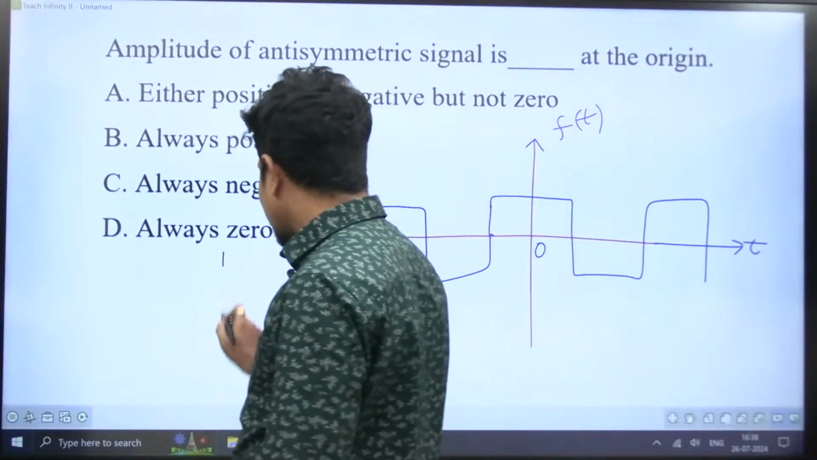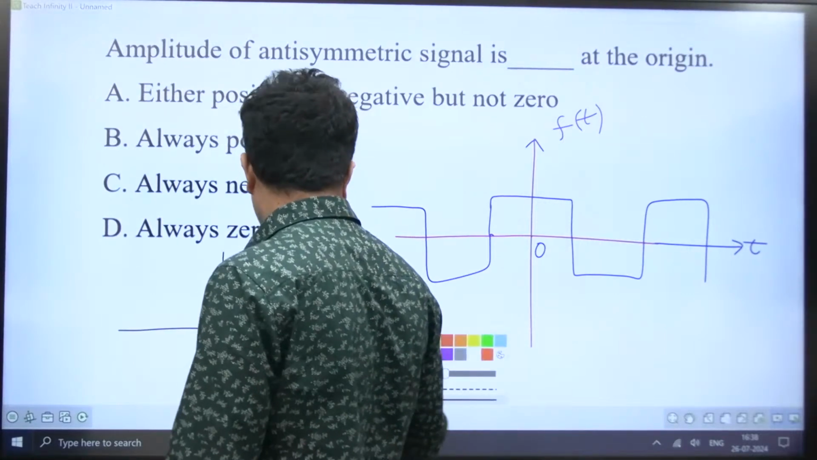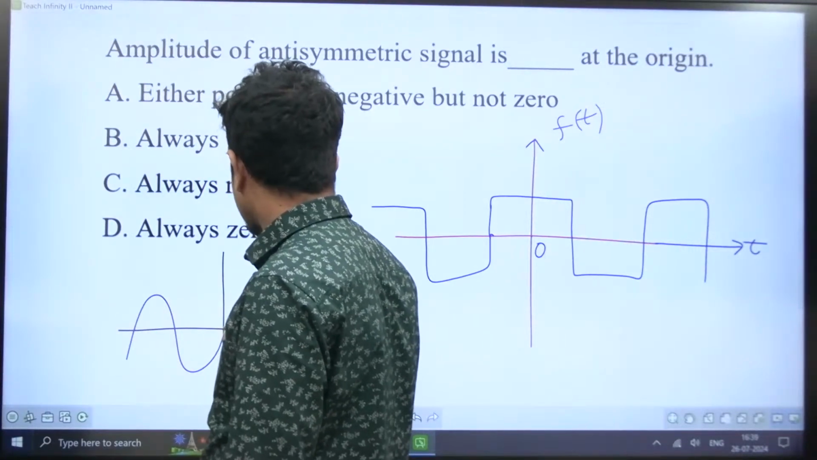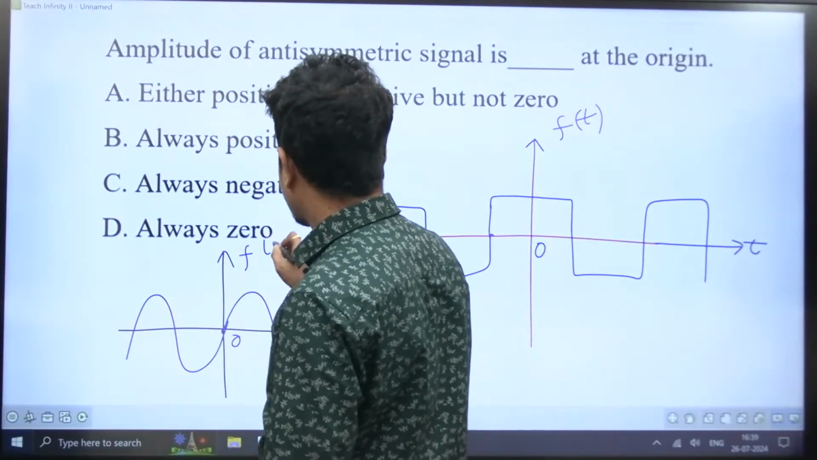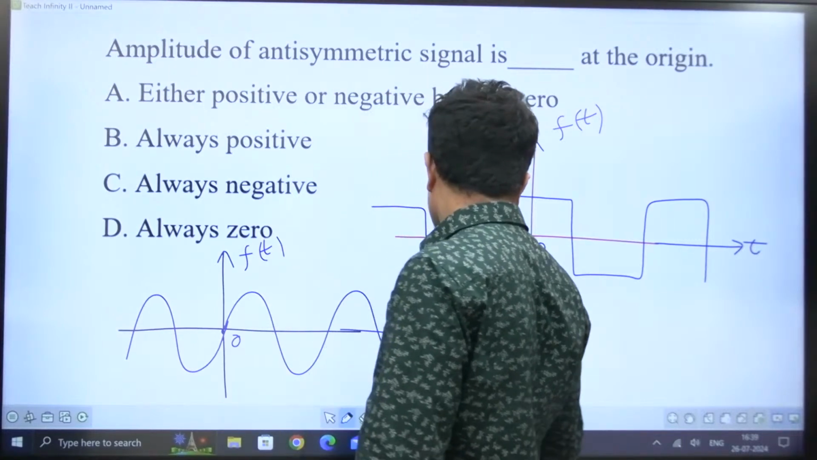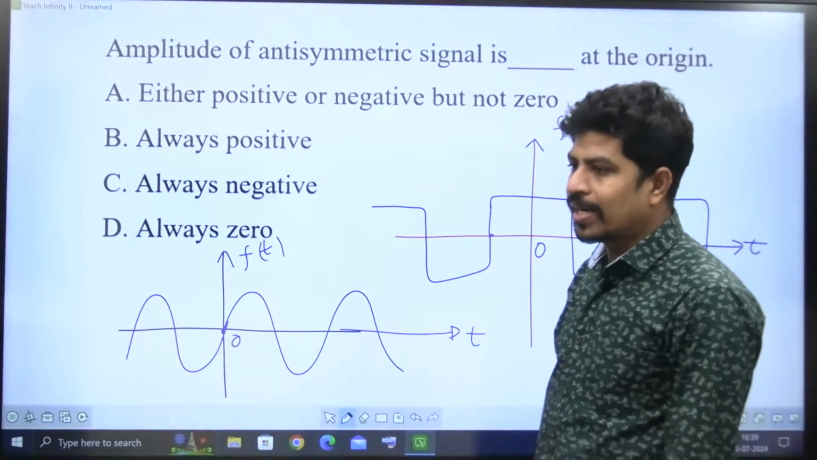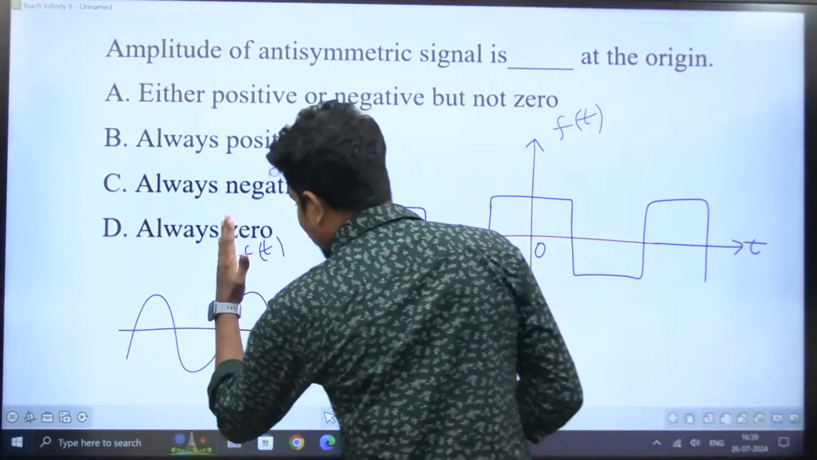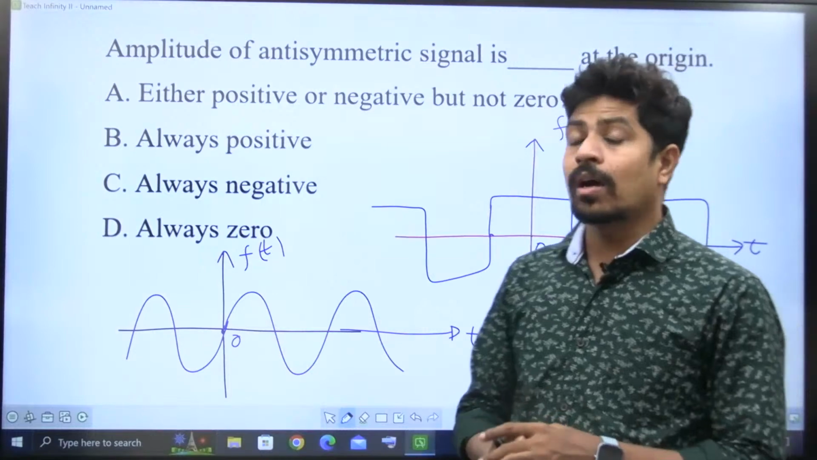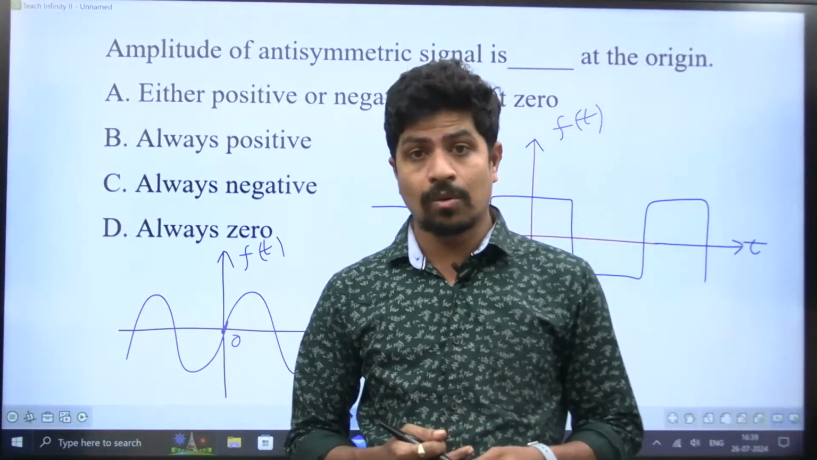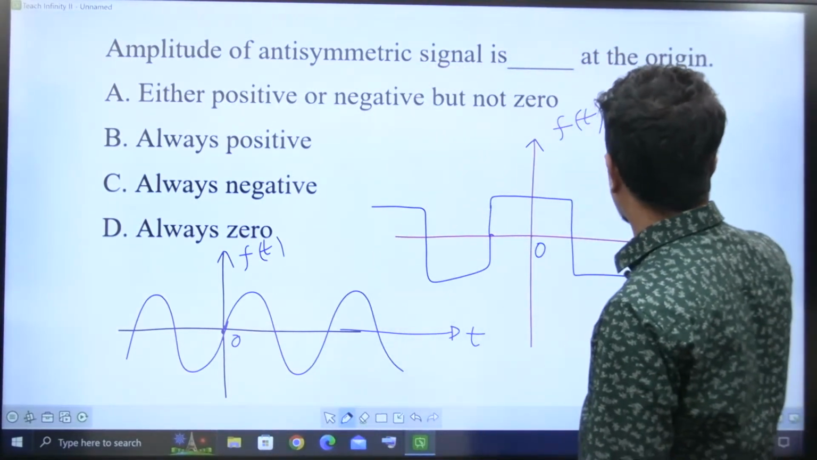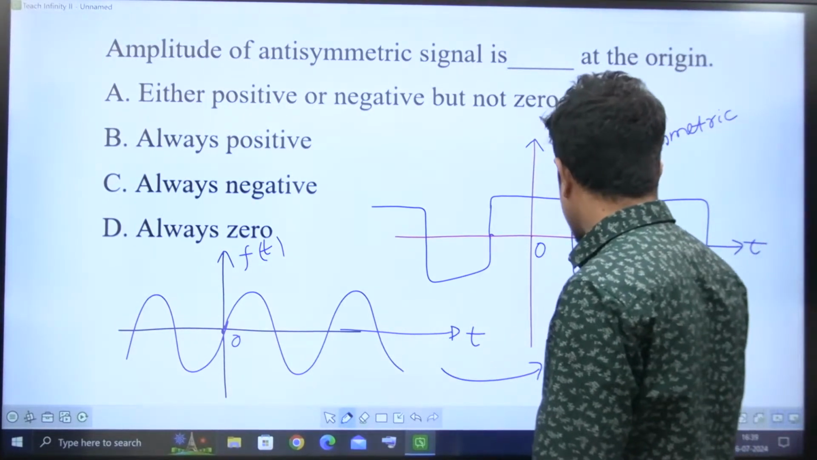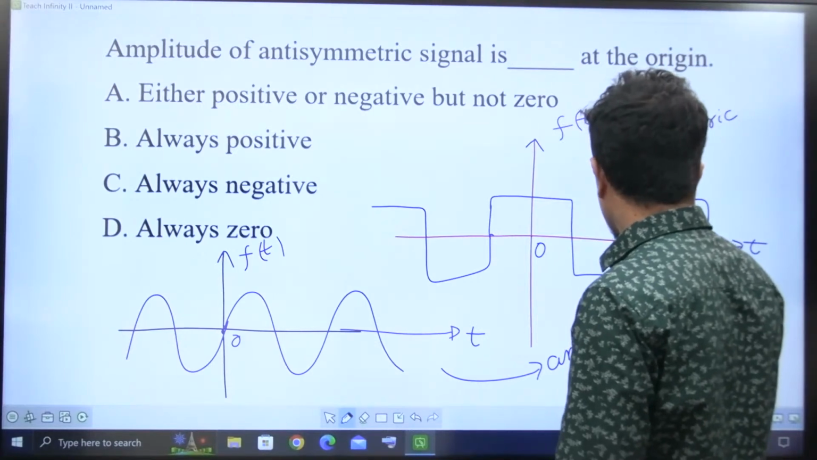Now, if I draw this graph, you tell me whether it is symmetric or not. I have taken a sinusoidal. This is 0. This is f of t and this axis is the t axis. Tell me, is this symmetric or anti-symmetric? This is anti-symmetric. It is not symmetric. If you put your hand here and fold, the left side and right side are not going to overlap, right? So this is symmetric, and this is anti-symmetric.